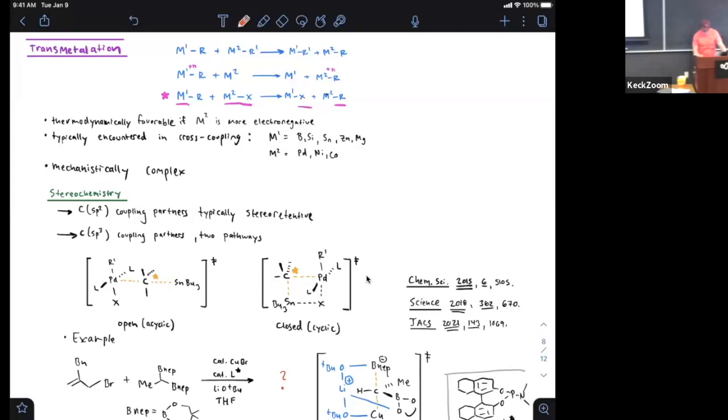with concomitant formation of M1X. And just like we saw before, the thermodynamics for this process become favorable if M2 is more electronegative, or equivalently if M1 is more electropositive. So remember, the thermodynamic driving force here is that you want to form a pair of electronegative and electropositive. So if we consider, for example, M1 is boron, then the thermodynamic driving force is forming a boron halide interaction or a boron hydroxide species.